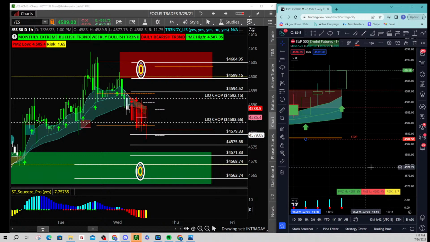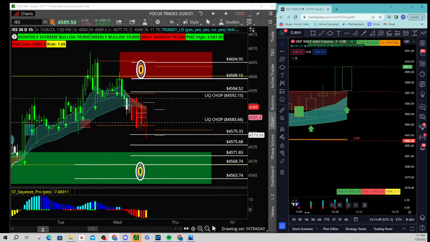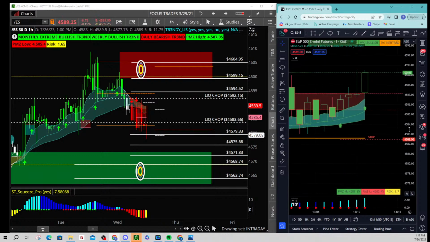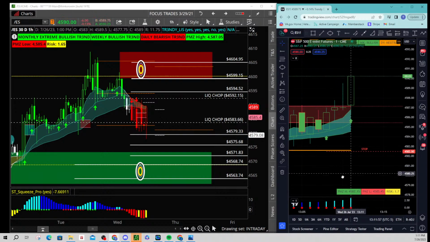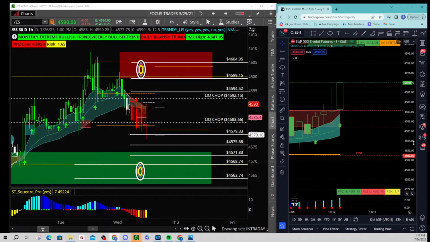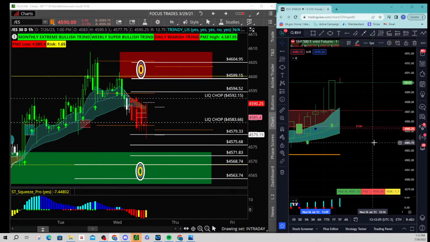All right, folks. So on this second green arrow that's trying to print, what we're going to do is bring that stop up if the arrow continues. Now, you can also be taking profits if you want to, but I want to show you how you do this. Okay, boom. We got our next green arrow. I want you to raise your stop to 45.85.